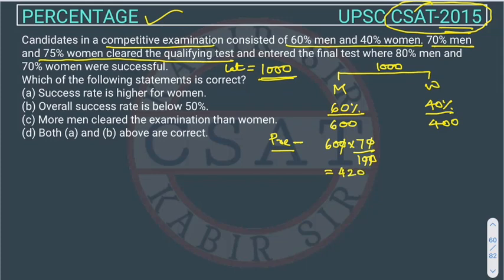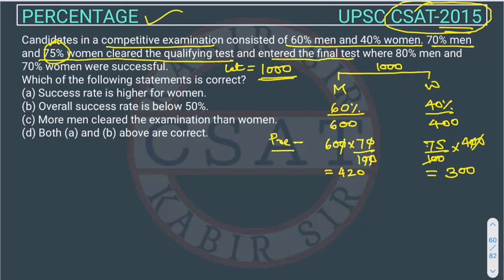And 75% of women cleared the qualifying test. So 75% of 400, right? So it will be 300. They cleared the examination and entered the final test.